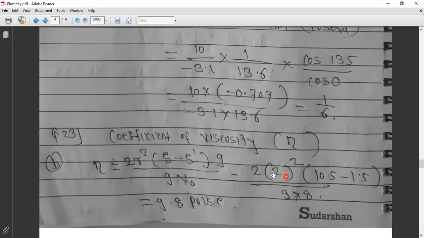Then put the values and simplify it. The density of this metal sphere is 10.5 and of glycerine 1.5. So put the values, as well as 9, into equation 8. So 8 is the terminal velocity. Calculate it, and the final answer is 9.8 poise. The coefficient of viscosity of this glycerine is 9.8 poise. So for question number 23, the correct option is option number B.